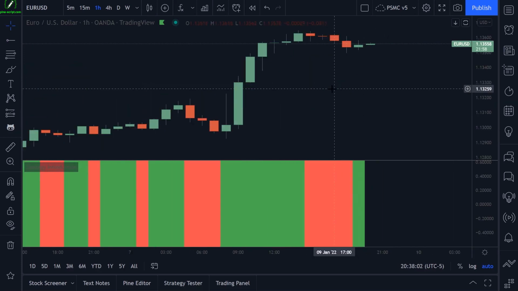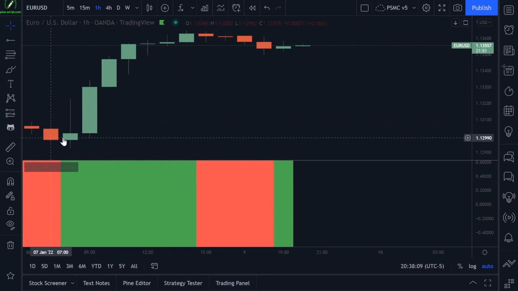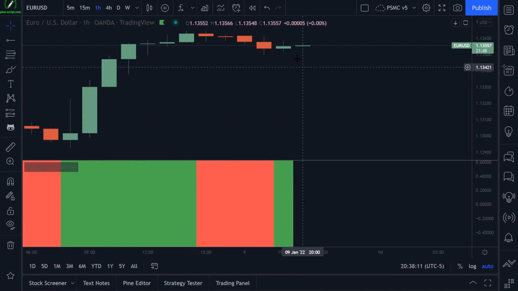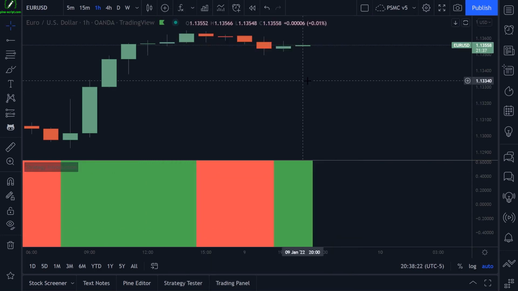But now you can see if I zoom in here, all of our bars here are changing color based on whether the bar was green or red, except on the current bar. If I hover over the current bar, we have no background color for this current bar because we do not have recalculate on every tick turned on. If I turn this on, now we get that green background because the script is recalculating every time price moves or volume data is received.